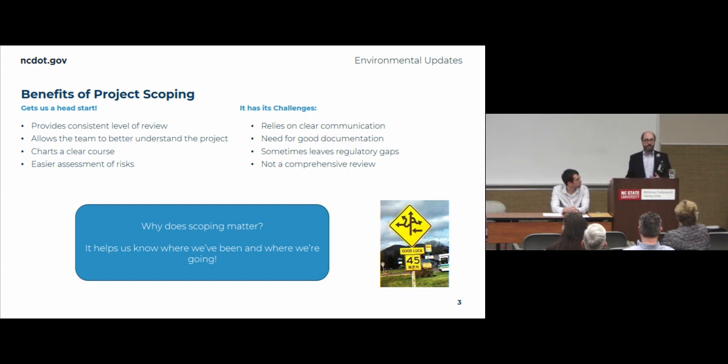It does leave some regulatory gaps. We're not going to figure everything out from a regulatory standpoint in scoping. We just need to realize that. There are not going to be conversations with agencies. At that stage, agencies aren't willing to come to the table and really say much. So there are going to be gaps there, and we need to understand that, and we still need to dig into that a bit more. And it's not a comprehensive review, as Matt said. It's not a full NEPA review, but it does give us a good head start. And as it says there, it documents where we've been, what we've done to date, and where we should be heading.